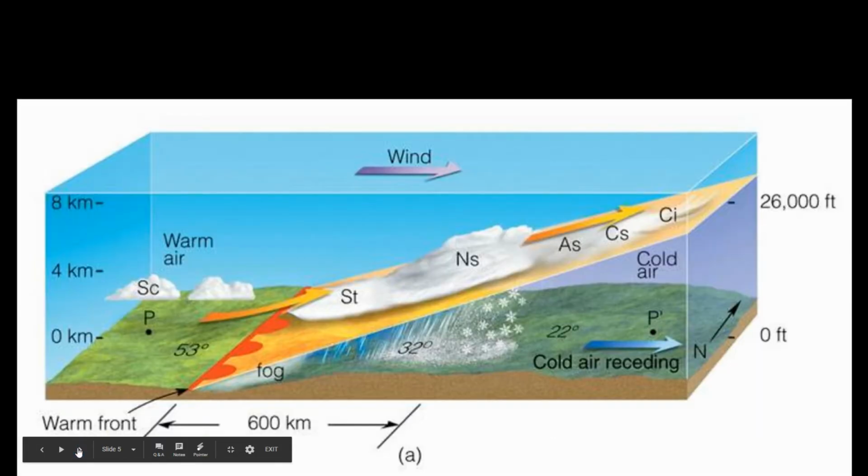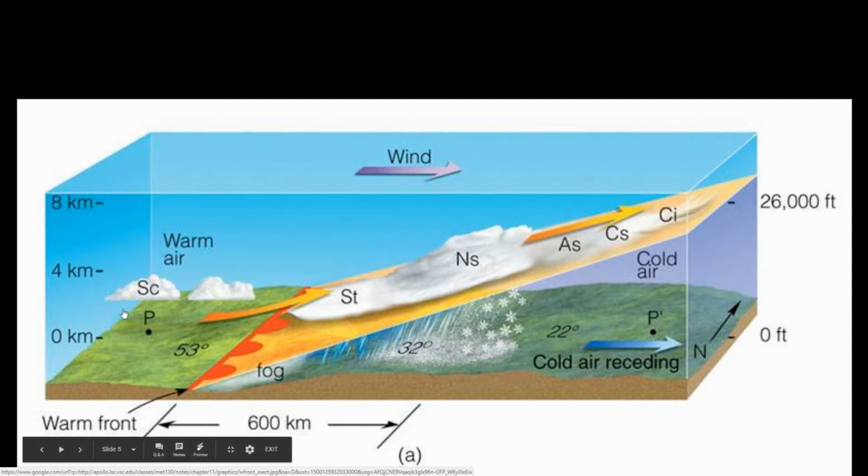Jumping ahead to the warm front. Warm fronts are shaped a little bit differently. Again, this is a 3-dimensional view, so you can take a look. This is where the warm front would be along the surface of the Earth, as indicated by the circles. You also see that it's moving in the same direction from left to right across the page. Warmer temperatures behind it, 53 degrees. Colder temperatures in front of it, 22, 32 degrees.